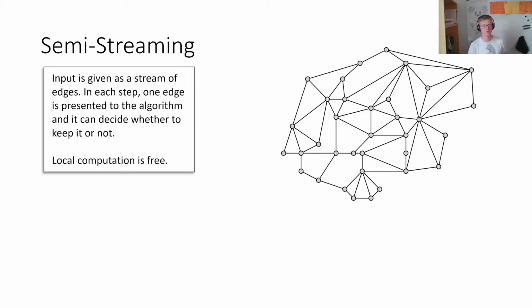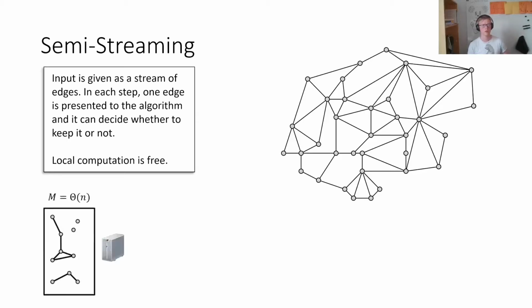So, since we cannot store the whole graph in our memory, we have to get it in some other way. And in the streaming model, the edges are represented as a stream. So in every time step, one edge is presented to the algorithm, and then the algorithm can decide whether it should add it into its local memory or not. And here we don't really care about the local computation, so whatever information the machine has currently in its memory, you can compute whatever you like with it.